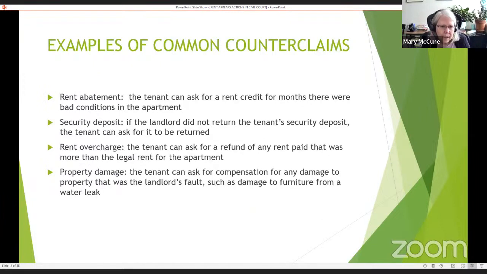Okay, now we're on to counterclaims, your claims against the landlord. So one could be for a rent abatement.